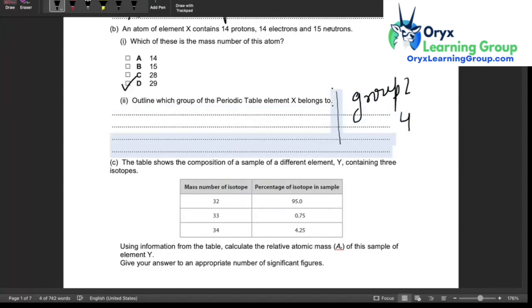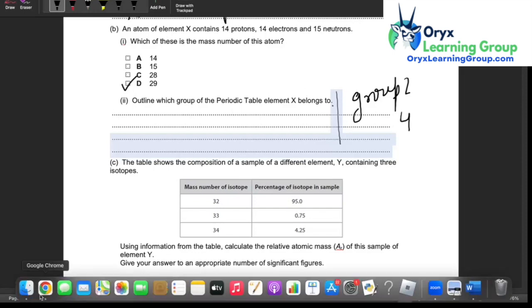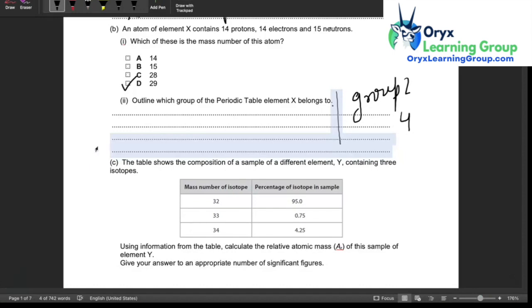I agree with group 4. Okay. Yeah, see group 4 or group 14, anything is fine. Let me show you the periodic table. Somebody said group 2. Why did you say group 2? Because I thought since it had 2 valence electrons, then it's in group 2.